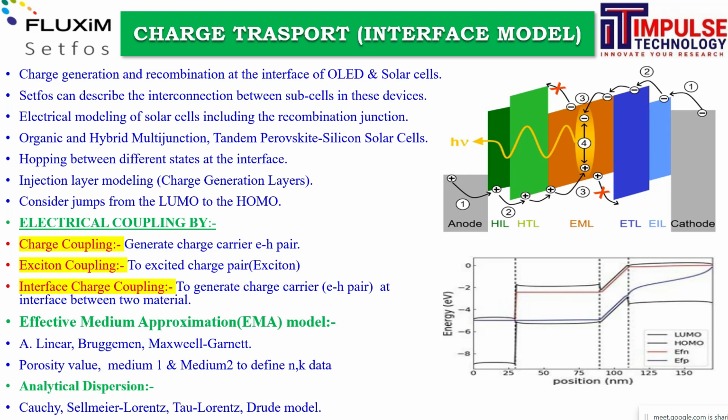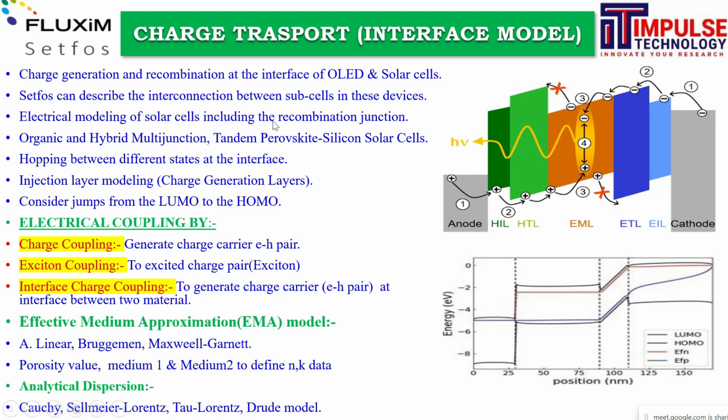Now inside this drift-diffusion model, we have charge transport or interface models. These models are basically required for generation and recombination at the interface. Suppose you would like to take two different layers. Here these are different layer materials, and at the interface or in particular layers the charge will be generated. Electron-hole pairs will be generated, which will be considered by the charge transport models. So SETFOS can describe the interconnection between the subcells. If a multi-junction device is there, there are models that can consider the interface interconnections.